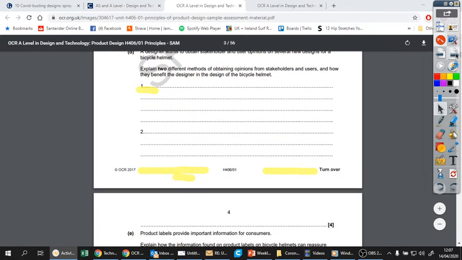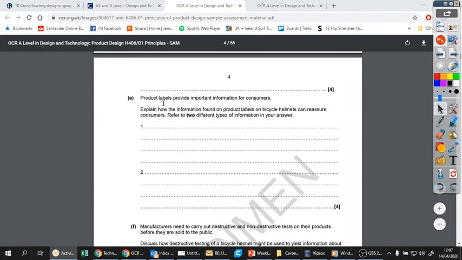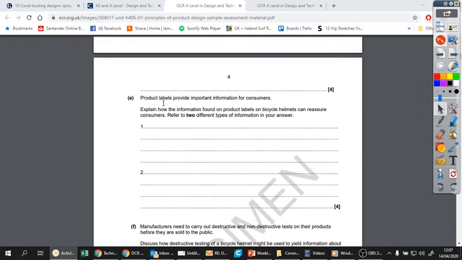All right? Next one. So product labels provide important information for consumers. Explain again. Notice how pretty much every single question you will do for your A-levels, different from GCSE, is explain. You always have to give your opinion. If you're giving your opinion, you have to back it up with evidence. Okay? Product labels provide important information for consumers.